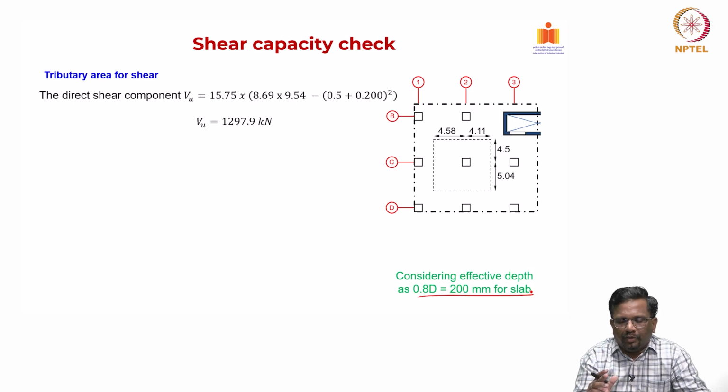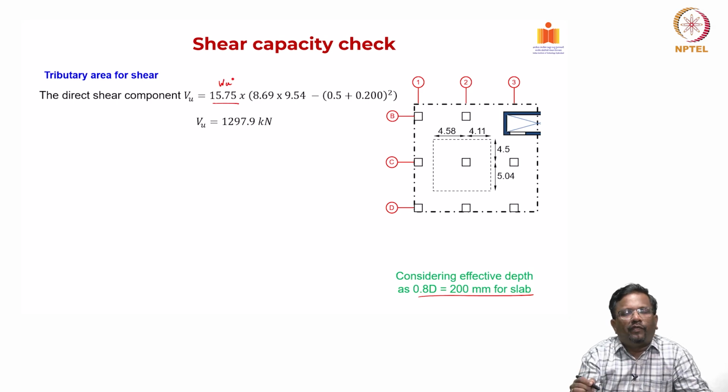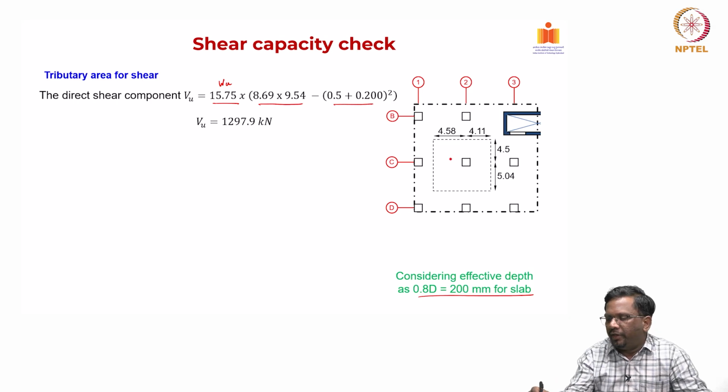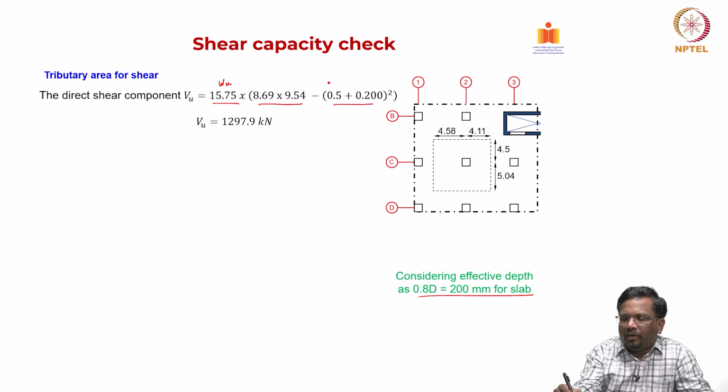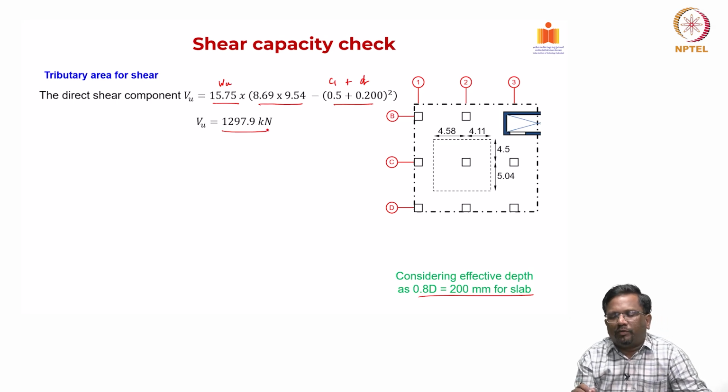One is the direct shear component, which is nothing but Wu, your factored load, multiplied by the tributary area minus the critical perimeter area, right. So, this is basically C1 plus D, right. Whatever the load around the perimeter, we are calculating what is the shear at the perimeter location, right. That is the reason we have to take the total tributary area minus this C1 plus D. So, you get your shear demand as 1297.9 kilonewton, which is only from direct shear.